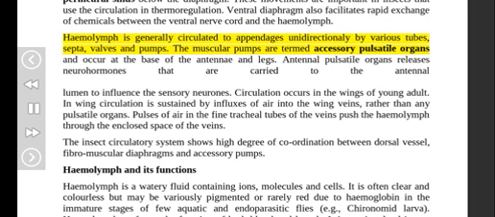Hemolymph is generally circulated to appendages unidirectionally by various tubes, septa, valves and pumps. The muscular pumps are termed accessory pulsatile organs and occur at the base of the antennae and legs. Antennal pulsatile organs release neurohormones that are carried to the antennal lumen to influence the sensory neurons.